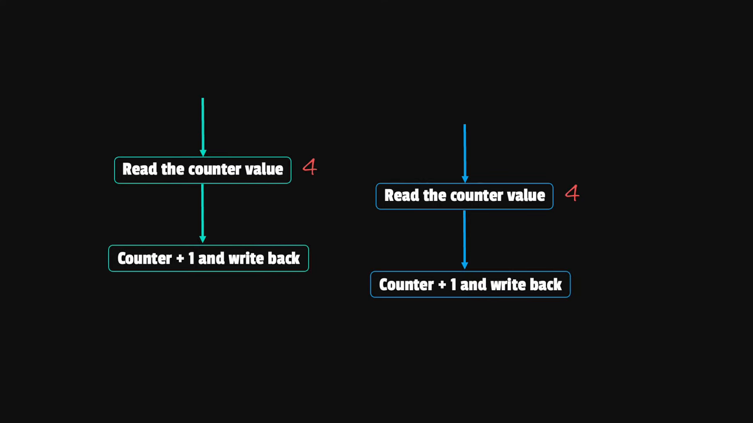And finally, they try to write back the new value. However, these two independent requests don't know about each other without synchronization. In this case, both threads believe they write back the correct counter with value 5, but the correct value of the counter should be 6.